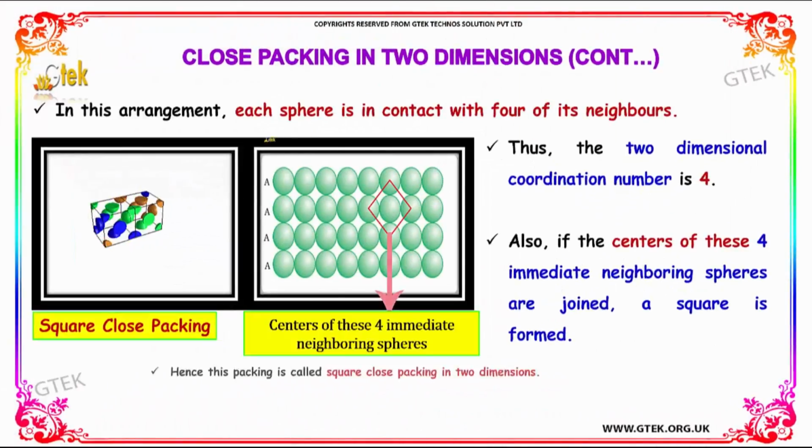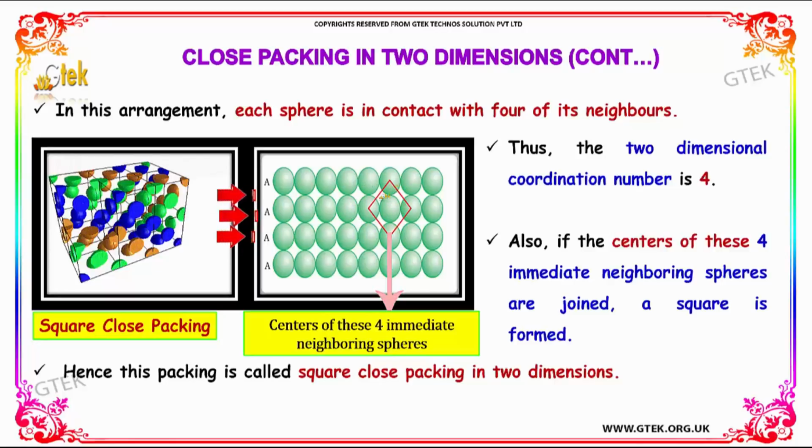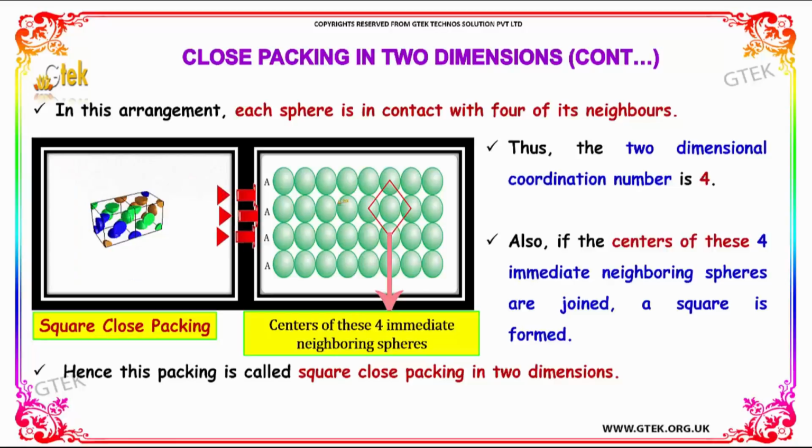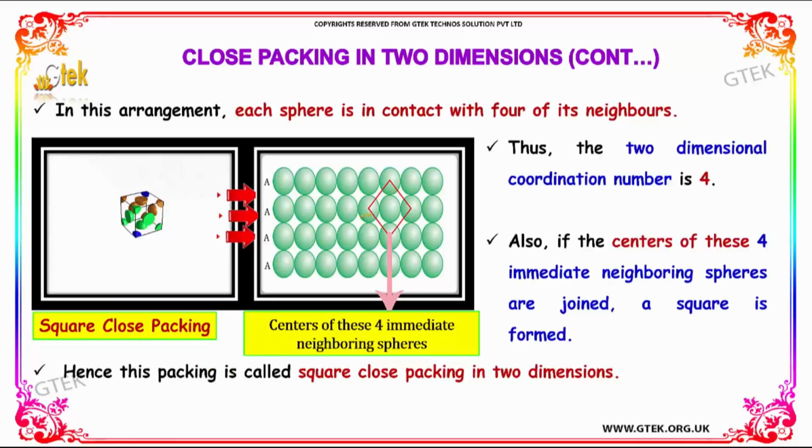In this arrangement, each sphere is in contact with 4 of its neighbors. Thus, the coordination number is 4, and when the centers of these 4 immediate neighboring spheres are joined, a square is formed. Hence, this packing is called square close packing in 2 dimensions.